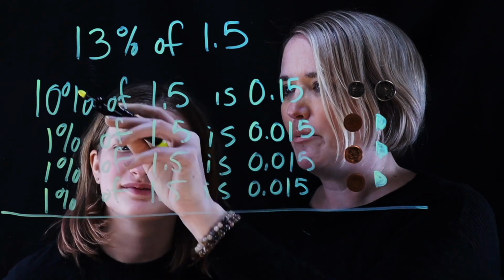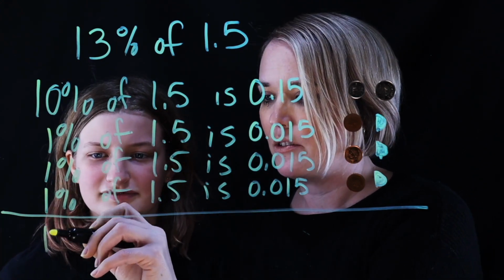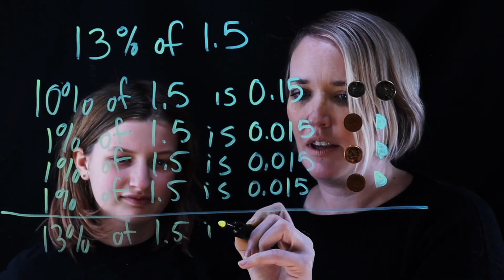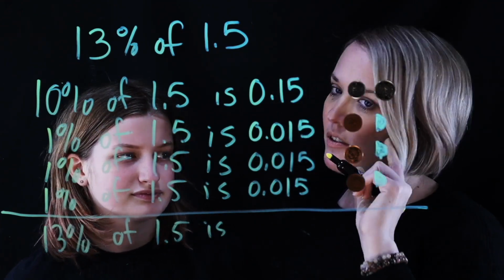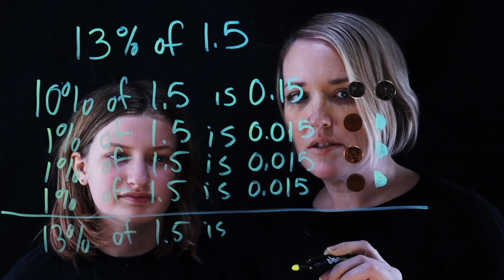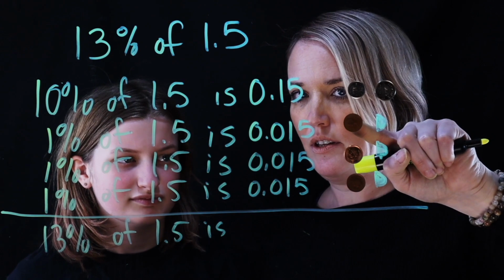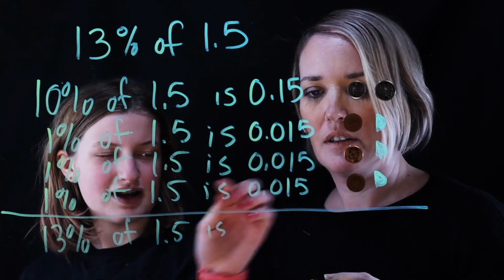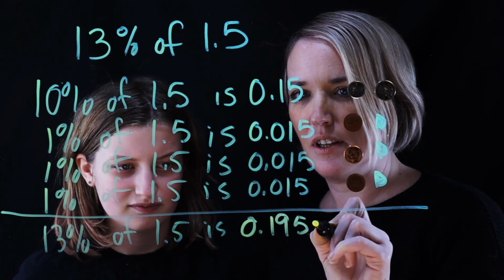Okay, so this is 13%, right? 10, 1, 1, 1. So that's 13% of $1.50. Now again, this is kind of a funny thing to add, with all these different numbers in different places. So it's 15 cents, 16, 17, 18, 19 and a half. Okay, so it is 19 and a half cents.